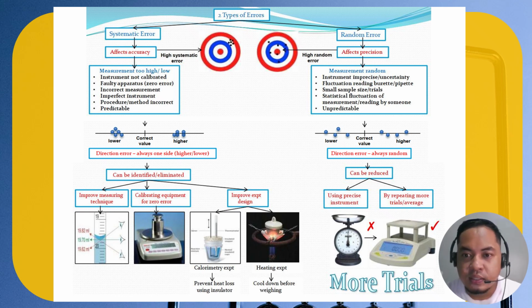Okay, random error, it affects precision. Because it has random or spread results, precision is being affected. Measurement random errors will happen. You will generate random errors if instruments are imprecise. And then fluctuating readings of the pipette or burette, like the angle that your eyes are observing from, is causing the error. Small sample size or trials, like an experiment done once without repeating it, of course has random errors. And always remember, you can reduce it by having several trials. The more the better, you will get the average.